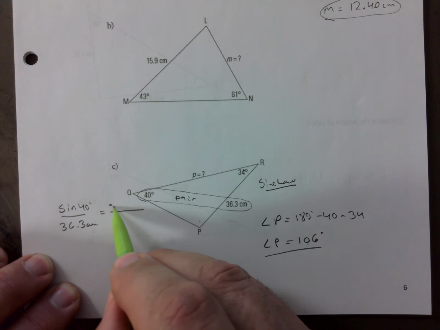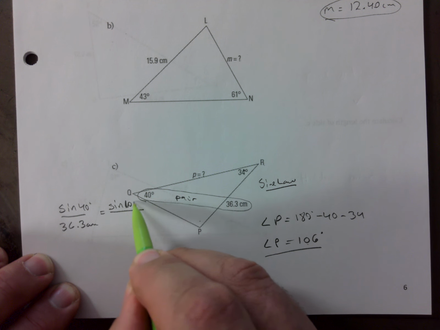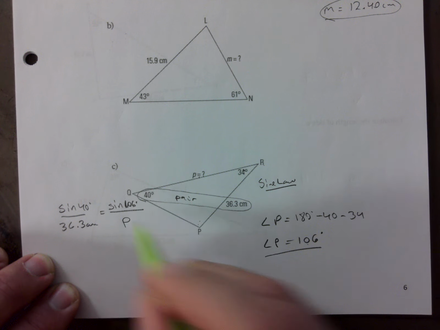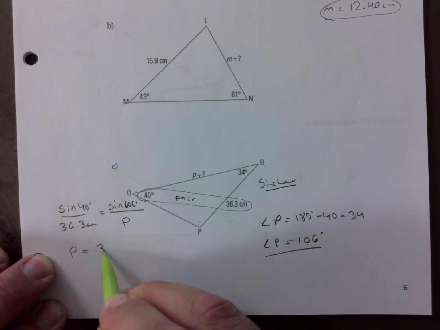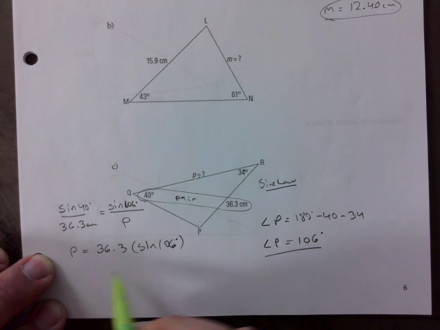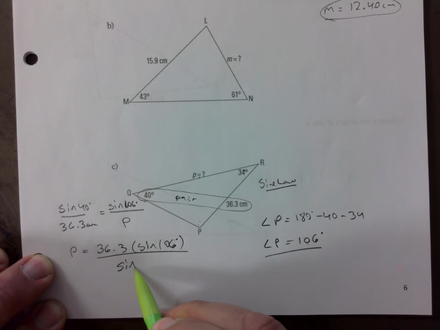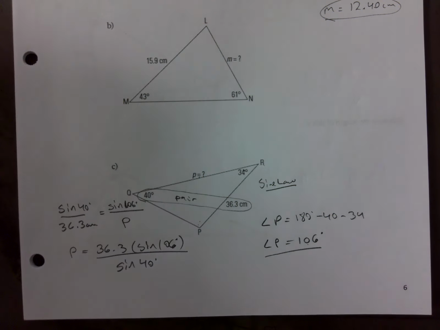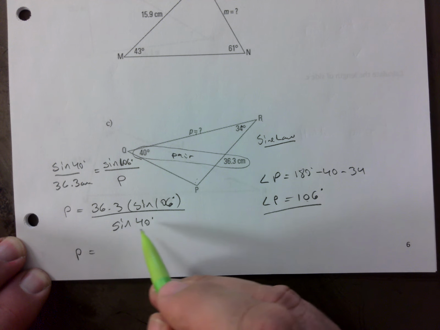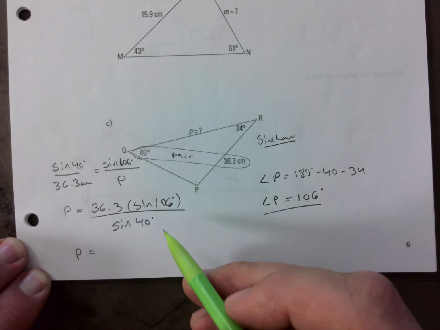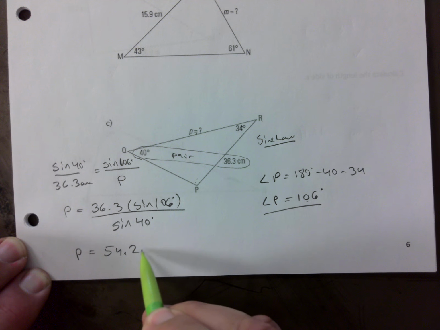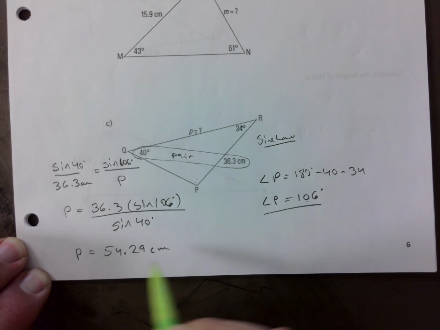So I'm going to use this one, sine of 106, because this angle is across from the side I want. So now I can say I'm solving for side P. So 36.3 times sine 106. And sometimes it's a decimal, right? We don't round our angles to a whole degree. Maybe you did that in years past. We still round angles to 2 decimals. You'll see that. This gives you 54.29 centimeters.